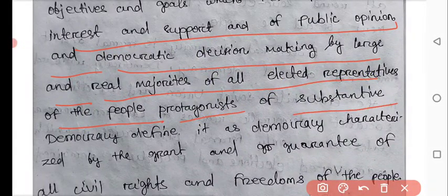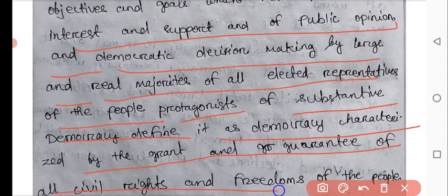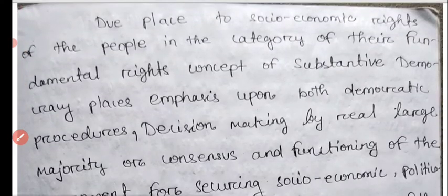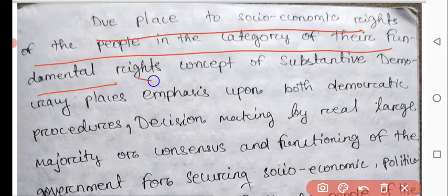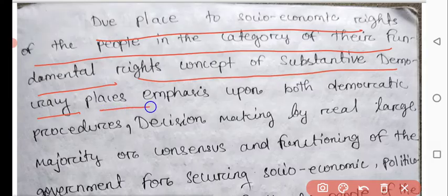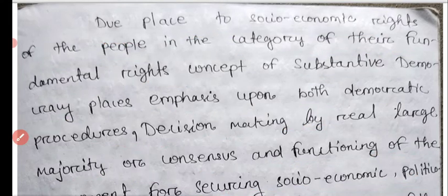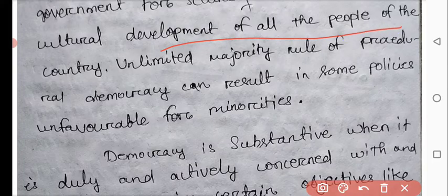Protagonists of substantive democracy define it as a democracy characterized by the grant and guarantee of all civil rights and freedoms of the people, and due place to socio-economic rights of the people in the category of their fundamental rights. The concept of substantive democracy places emphasis upon both democratic procedures, decision making by real large majority or consensus, and functioning of the government for securing socio-economic, politico-economic and cultural development of all people of the country.